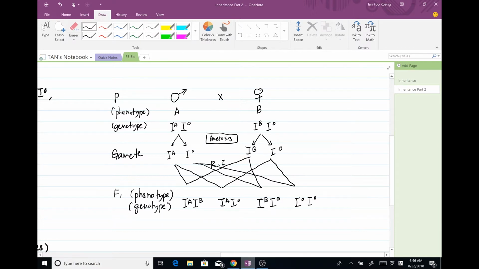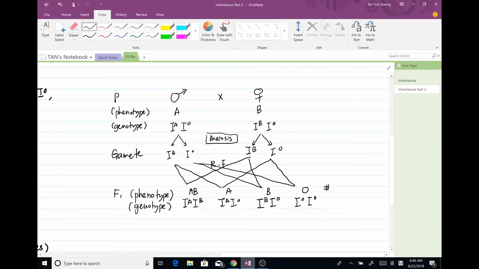IO can also fuse with IO to give rise to IO and IO. Now let's see the phenotype in the F1 generation. IA and IB will give you blood type AB, IAIO blood type A, IBIO blood type B, and IOIO blood type O. So don't be sad. If your father has blood type A, your mother has blood type B, and you are O, you are perfectly okay. You are still their biological son and daughter. Don't cry.